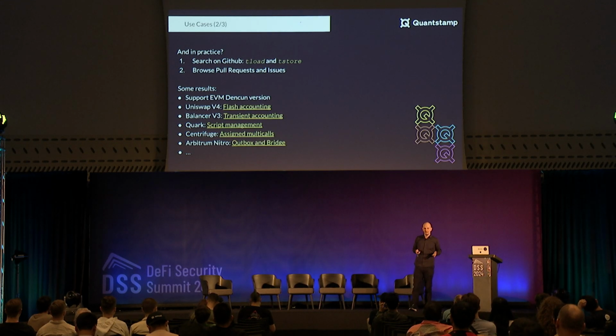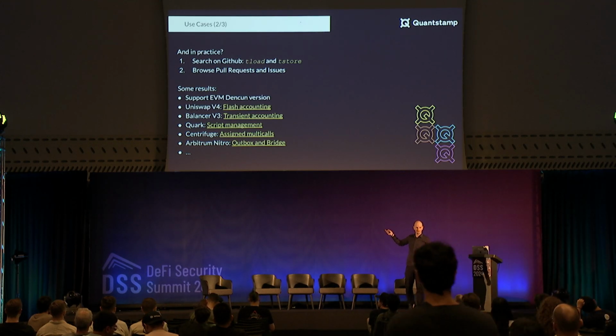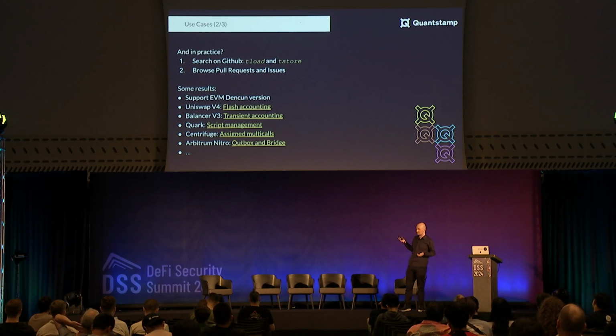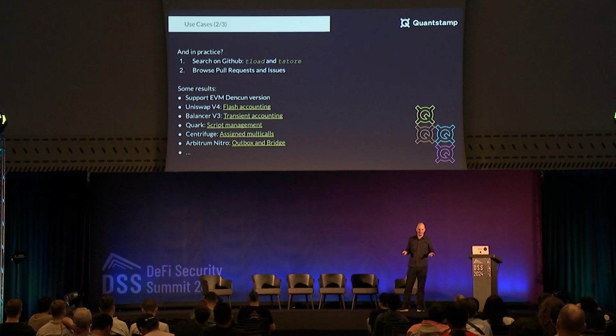But what about the usage in practice? So you can search for this on GitHub and browse the results. You will see that most of the results are clients or dev tools trying to support the Cancun upgrade. And you will also see that actors such as Uniswap v4 or Balancer v3 are using it for flash accounting. And I listed other use cases below.